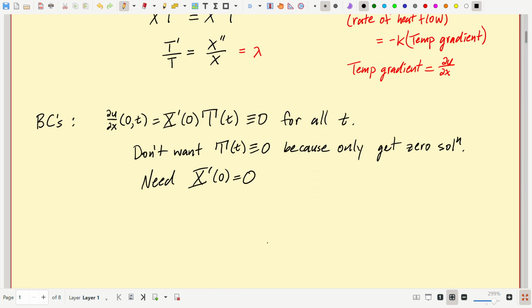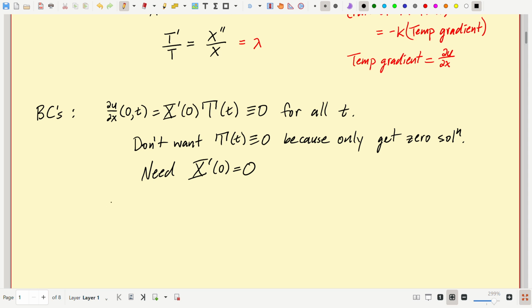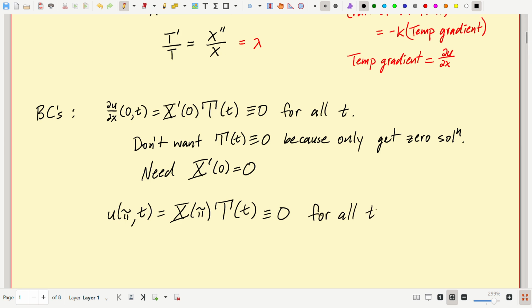And the other one is u of pi, t. That would be X of pi times T of t. We want that to be identically 0 for all t. So this one we need X prime of 0 equals 0, and this one we need X of pi to be 0.